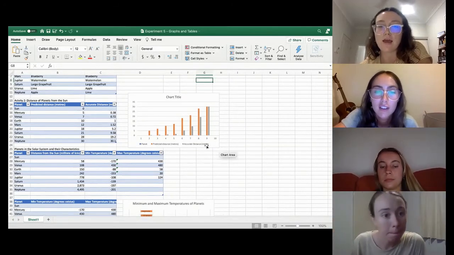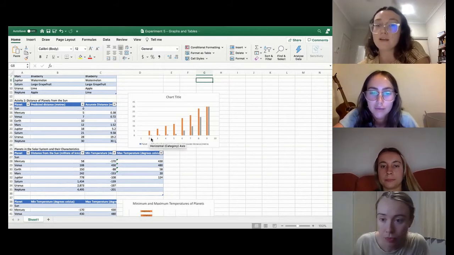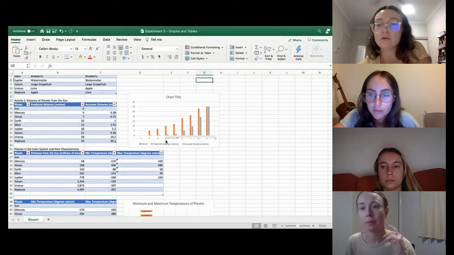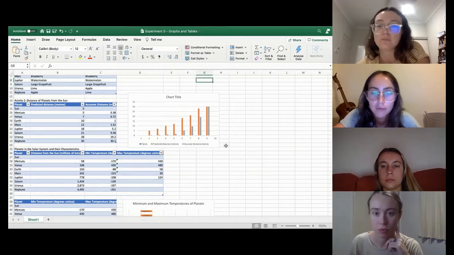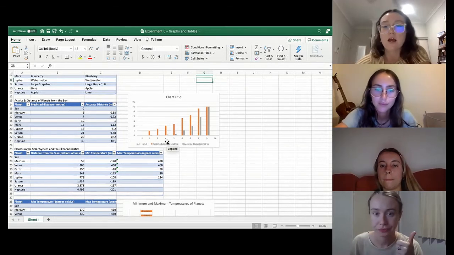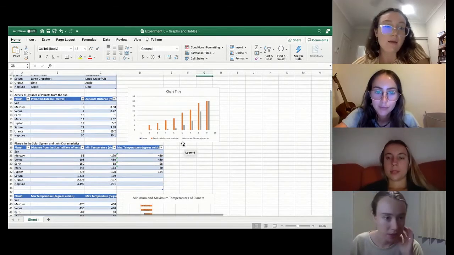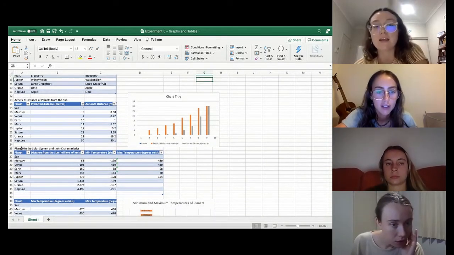And with this graph as well, obviously I'm going to go in and put in the planet names and a title. Because we've done it during the experiment, I didn't want to take up too much time, so I'll go in and put in those names afterwards. Okay, so the next one is about the planets in the solar system and their characteristics.